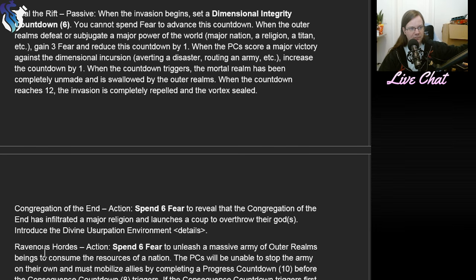The PCs can't fight off everything of that all at once. They need to mobilize allies and get things, right? The trick here is that we're operating at a really big scale. And what I'm trying to not do too much is make this into clocks on top of clocks on top of clocks. Clocks, of course, being major inspiration for the antecedent to countdowns in Daggerheart.